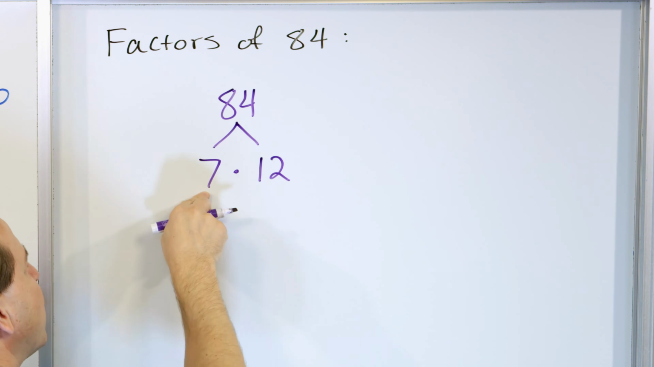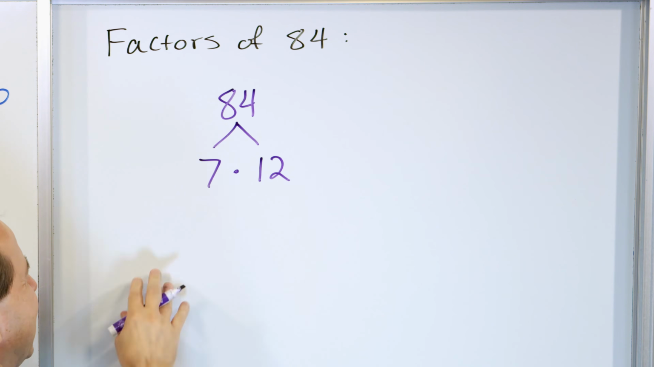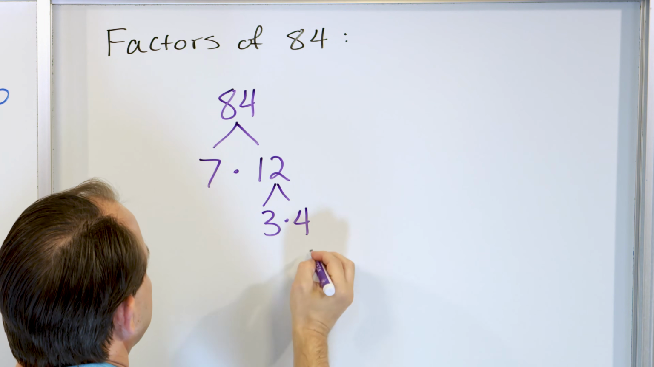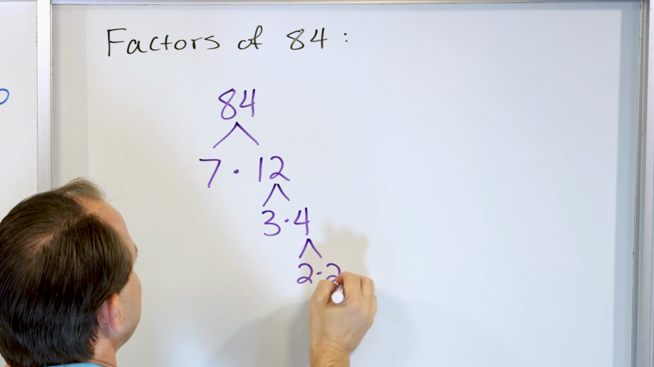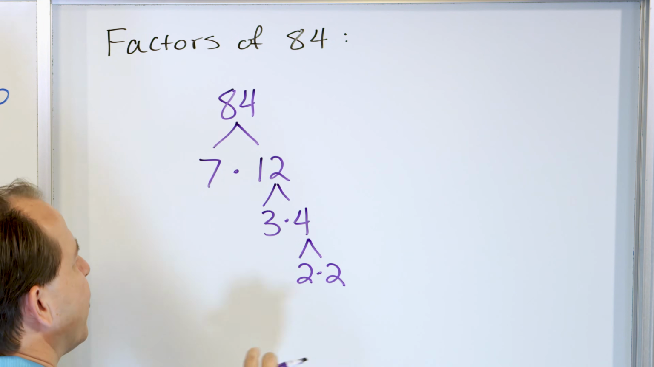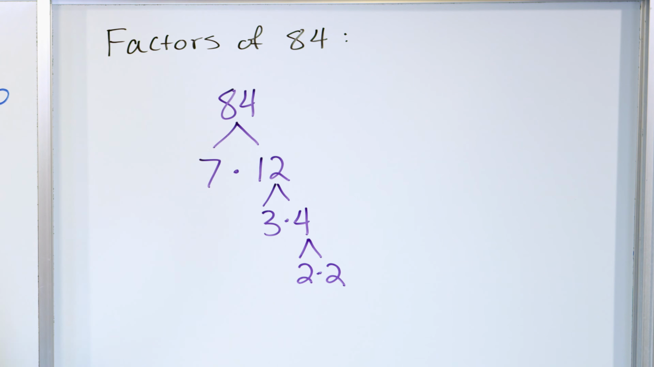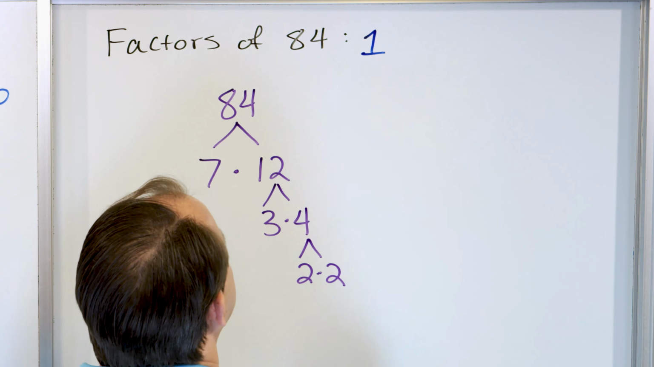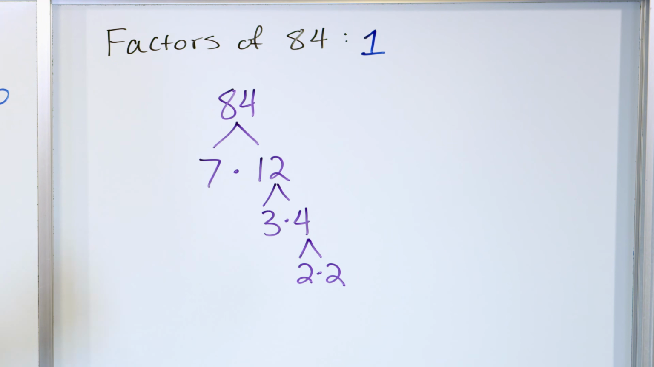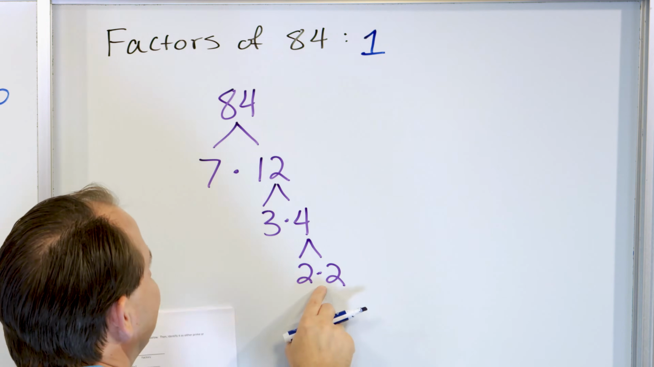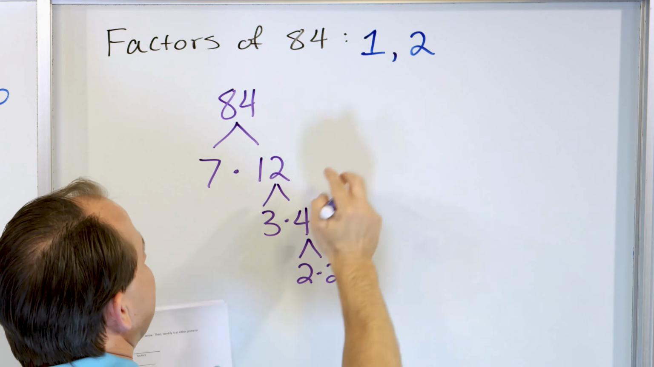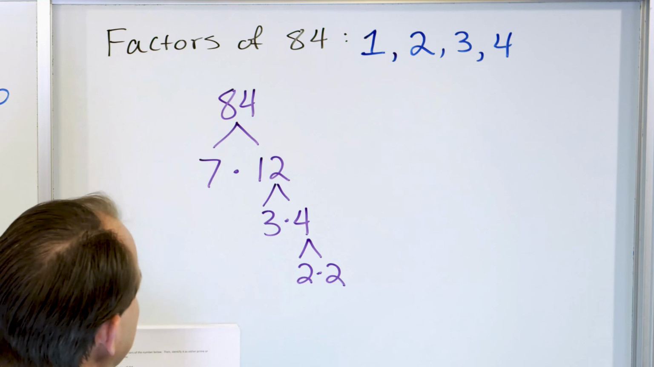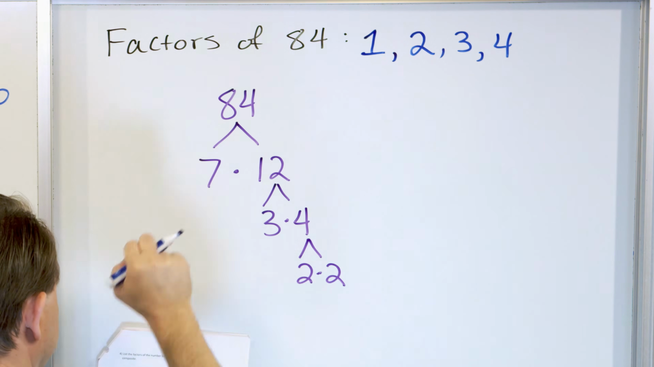Now, 7, I can write it as 1 times 7. So it's not going to give me anything further, so I'm going to leave that alone. This can be 3 times 4. This can be 2 times 2. I can't break 3 up anymore, and I can't break 2 up anymore, so the tree is now done. So then I go over here and start writing factors. I know that the number 1 is a factor of every single number. So that's a factor. Then I start reading off of my tree. I see that 2 is a factor. I see that 3 is a factor. I see that 4 is a factor. And I see 7 is a factor.